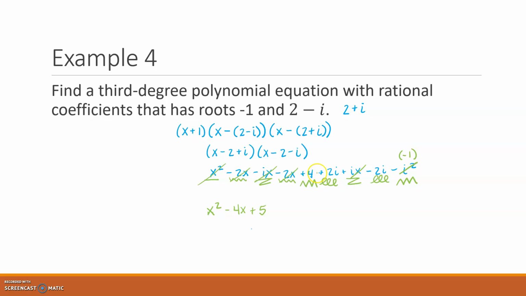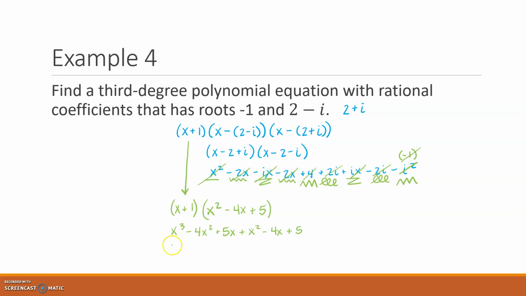And then I've got 2i minus 2i, and those are going to cancel out. And my promise was fulfilled. There are no more i's in our answer. But we're not done. I've got to bring this x plus 1 down. But hopefully this feels a little bit easier because now there's no i involved at least. We can just multiply. So I'm going to get x cubed minus 4x squared plus 5x. That's distributing the x to everything over here. And then plus x squared minus 4x plus 5.